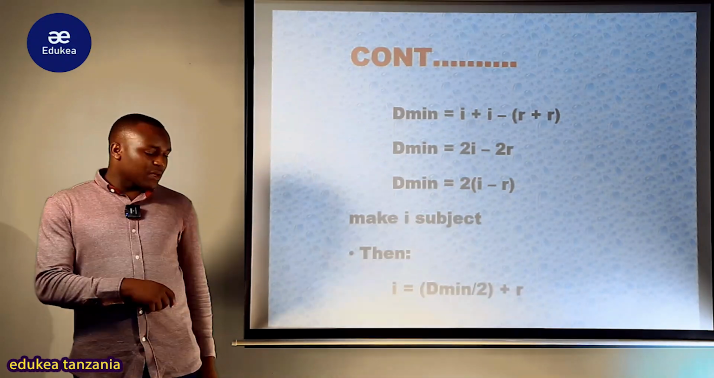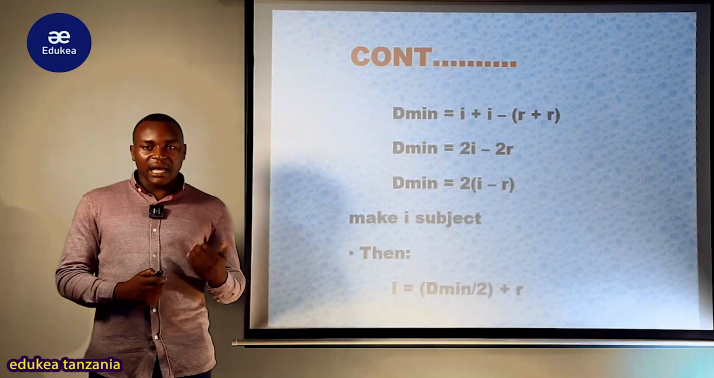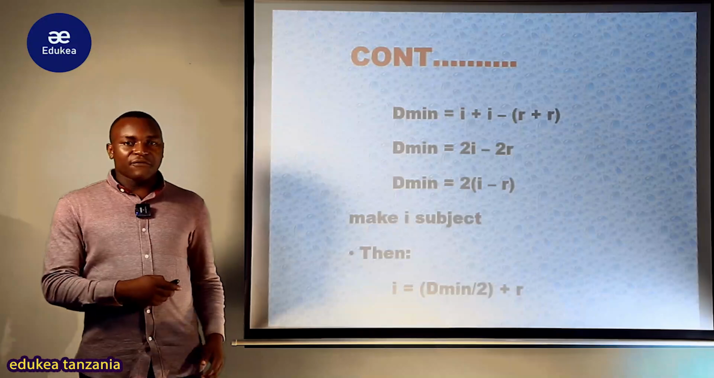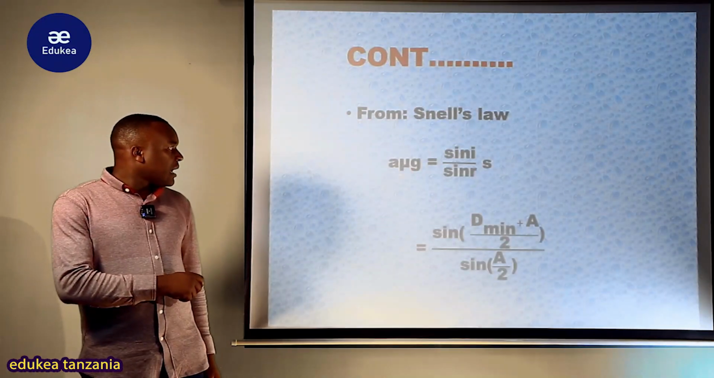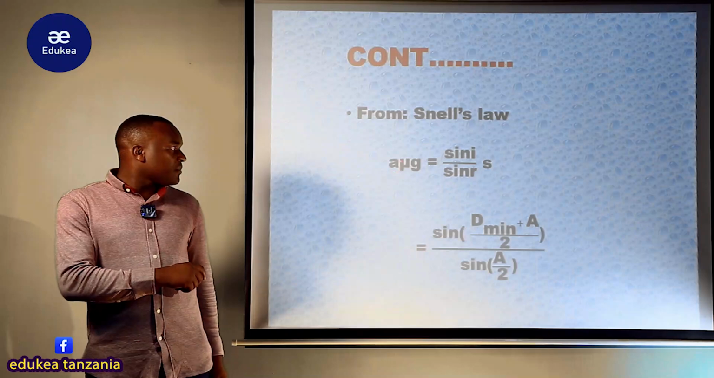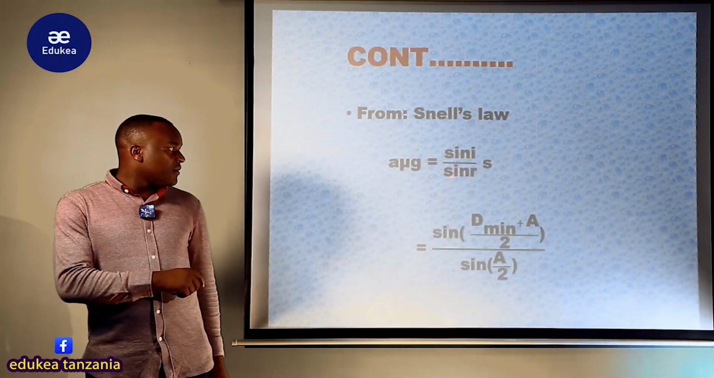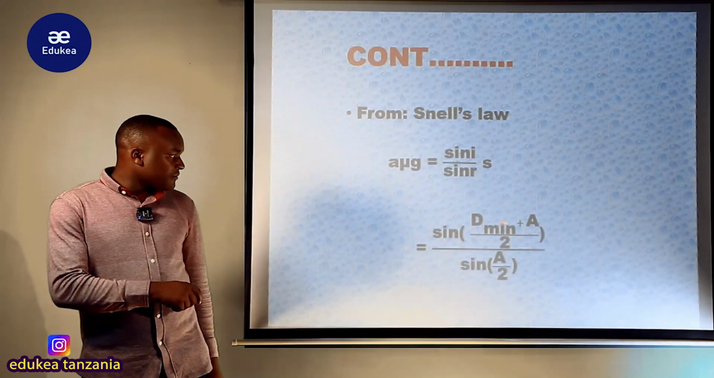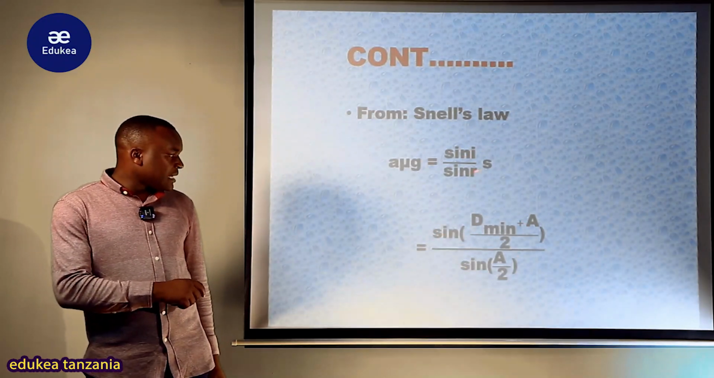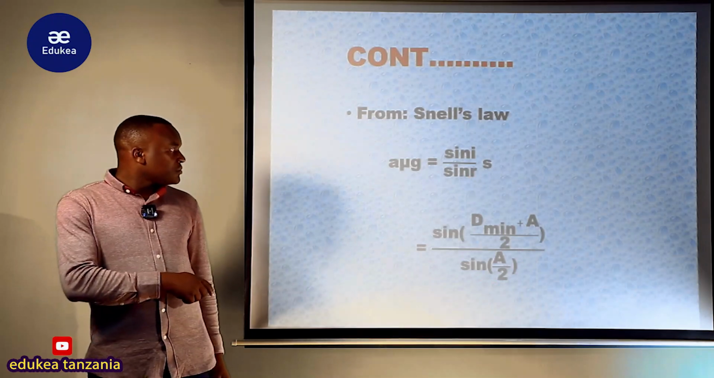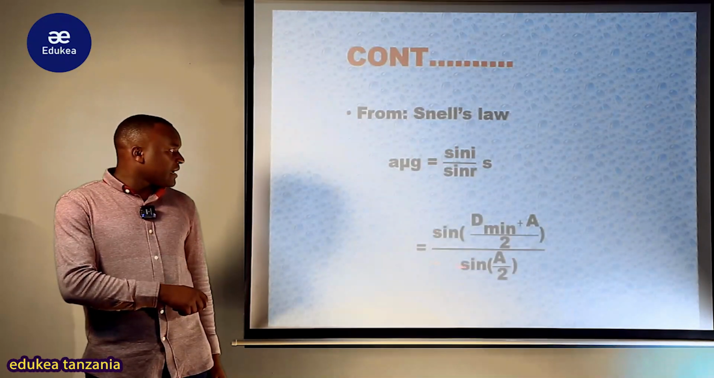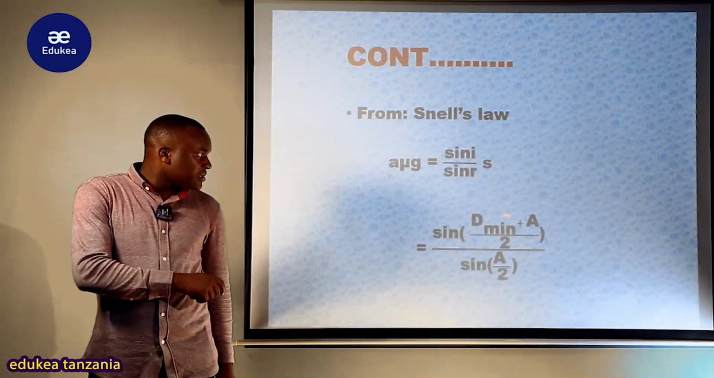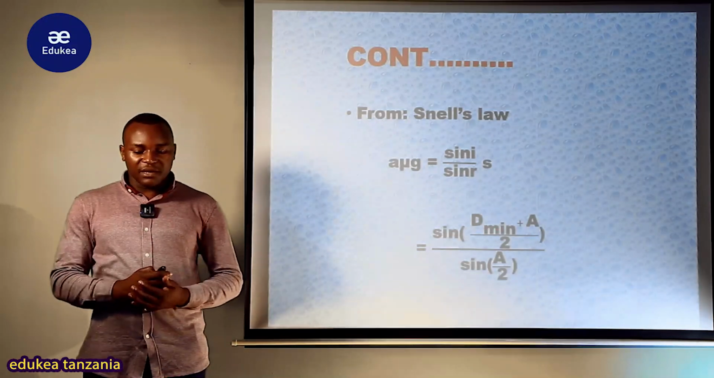Make I the subject. Ukimake I the subject itakuwaje? Maana yake itakuwa ni I sawa sawa D min over 2 ukiplus na R. So from Snell's law tunasubstitute kwamba refractive index from air to glass is equal to sin I over sin R. So ukisubstitute itakuwaje? Means palipo I utaweka kama hivi, palipo sin R ni A over 2. So that is how you can find the refractive index kama umepewa angle of minimum deviation. This D min means angle of minimum deviation.